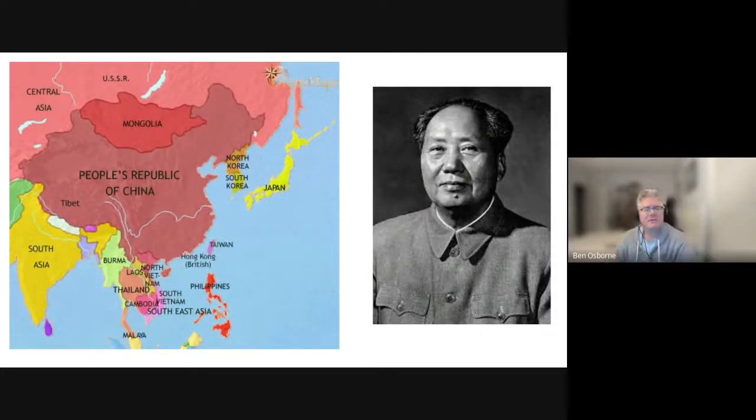Here, of course, is the People's Republic of China. You can see Tibet is conquered by them in the 53 or so. This is the time period when the Dalai Lama flees and makes his way down to India. That has been a controversial situation ever since.